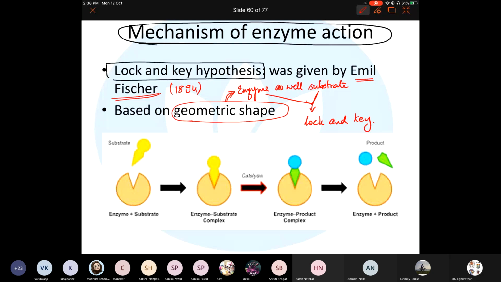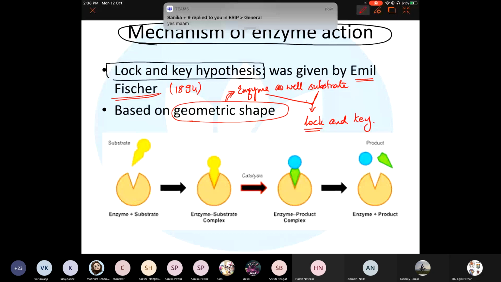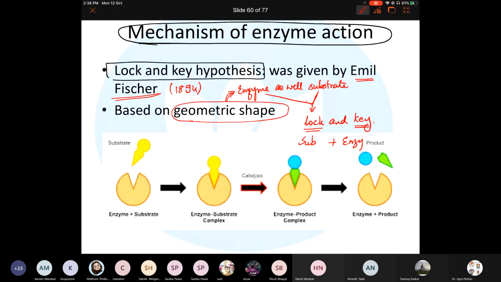Do you agree with me? A particular lock opens with a particular key. In the same way, a particular substrate can bind to a particular enzyme. Why? Because they bind at the active site.